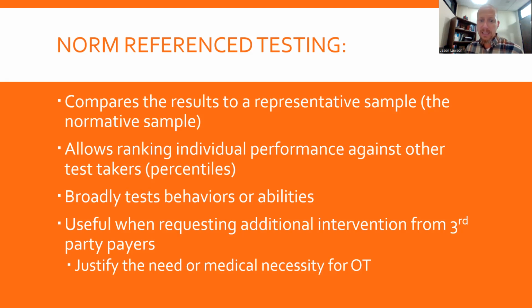Norm referenced testing broadly tests behaviors or abilities. It's useful when requesting additional intervention from third-party payers, right? So we can say, hey, they've made progress. They were at the 2nd percentile for children their age. Now they're at the 20th percentile for children their age. Okay, they're still below half, so there's still a delay, but clearly they're showing progress and we're catching up. That also helps us justify the need, or the medical necessity, for OT if we're still finding that they are below that normative sample.